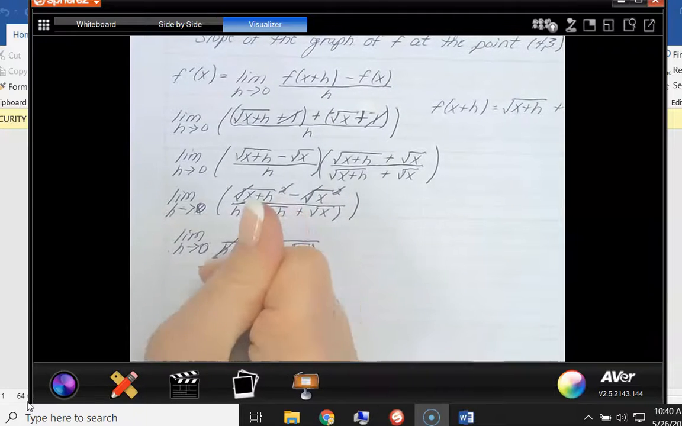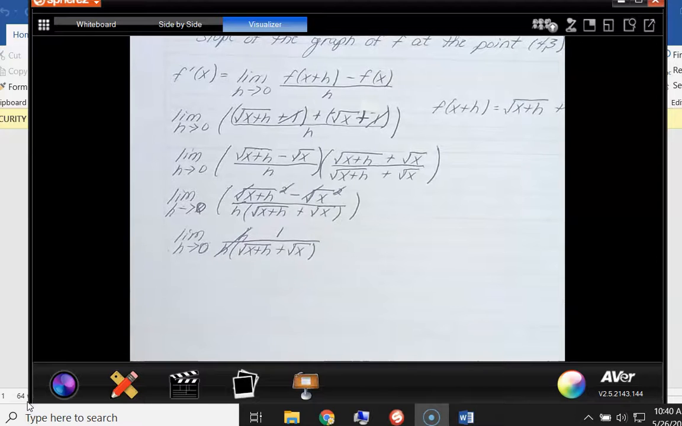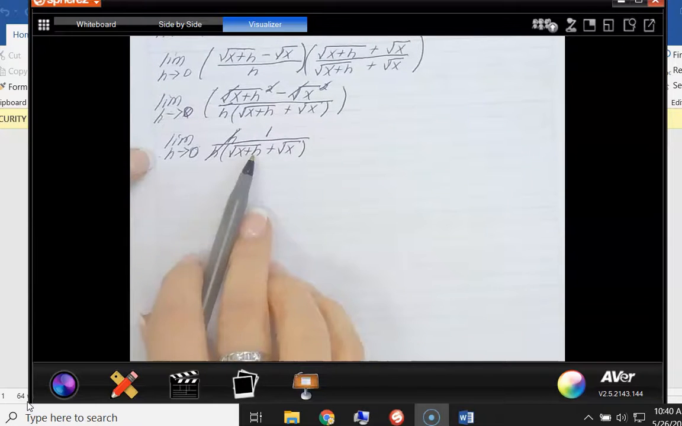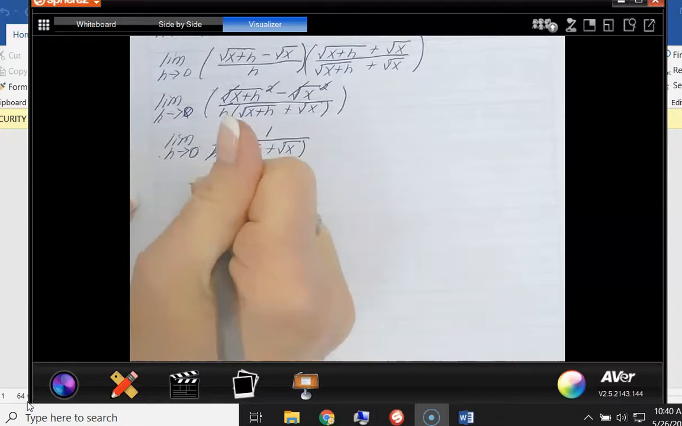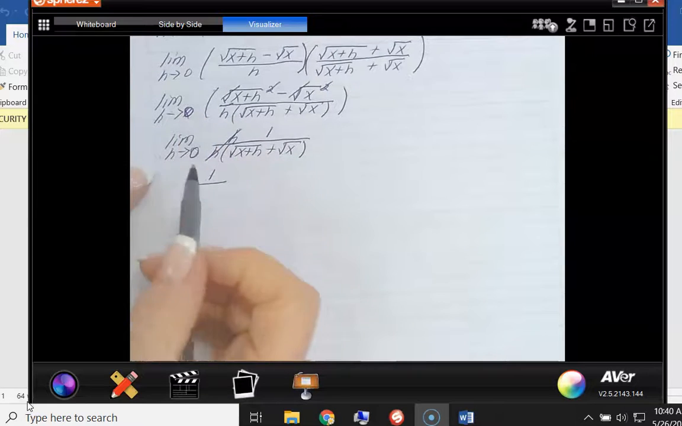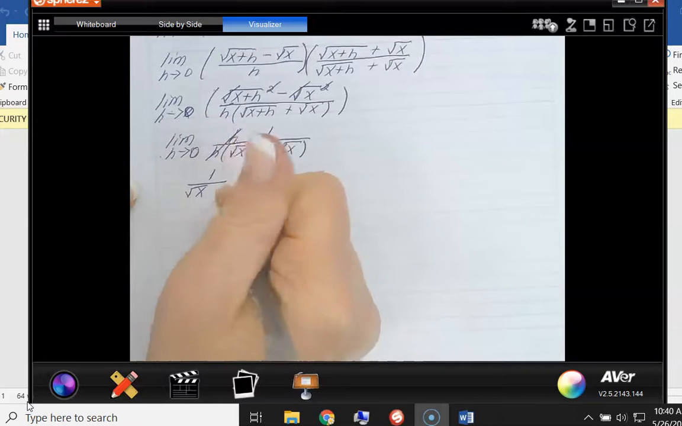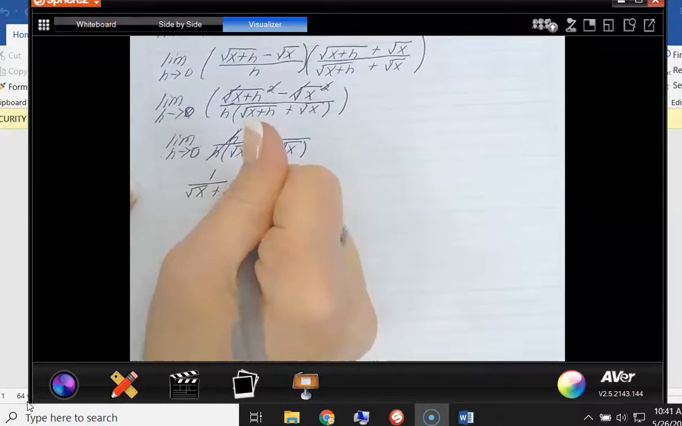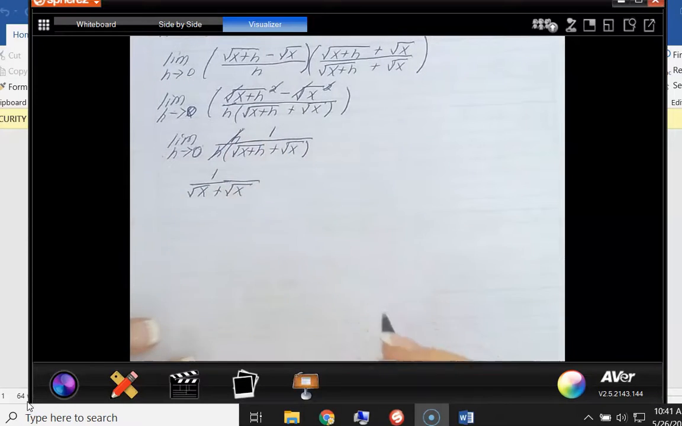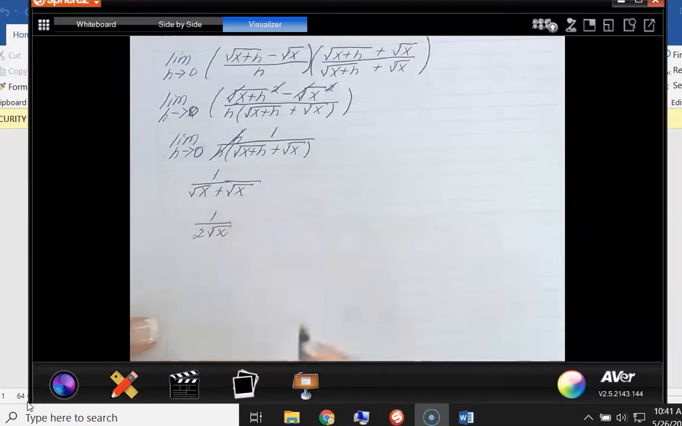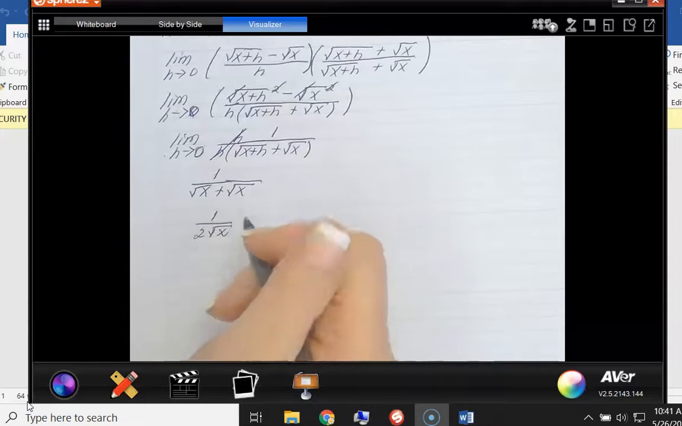Now the h's will cancel, left with 1. At this point, you can find the limit using direct substitution. If you substitute in 0 for h, you get 1 over the square root of x plus the square root of x, which is 1 over 2 square root x. If you rationalize that, you would get the square root of x over 2x. I think we'll just leave it like this for now.